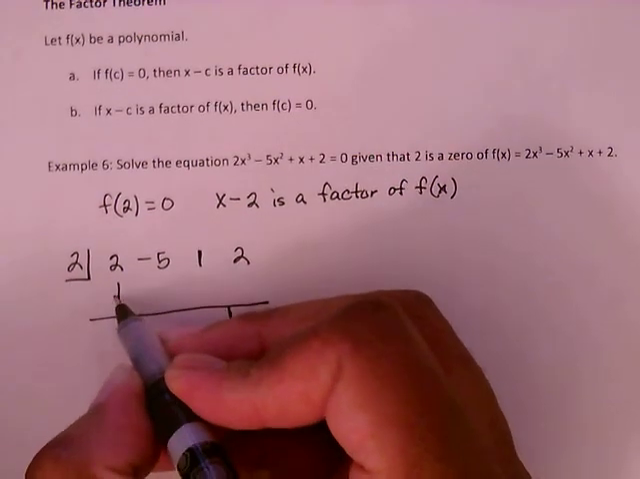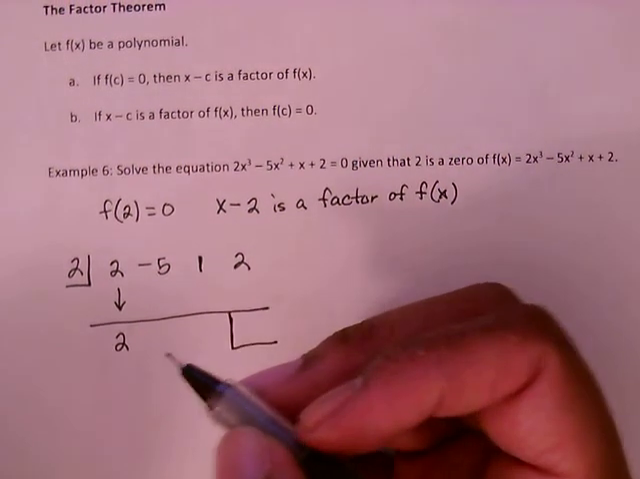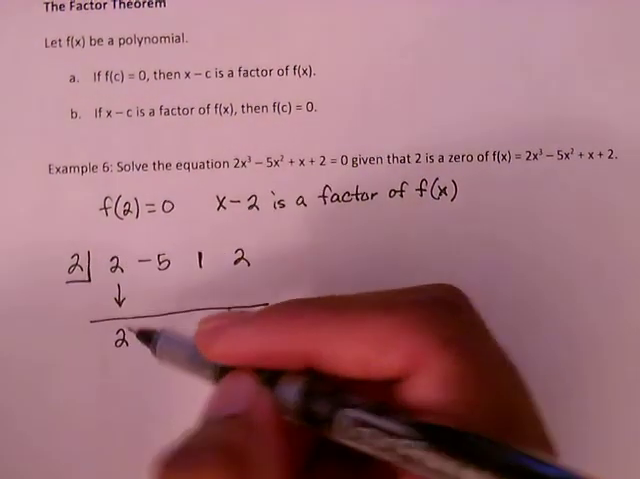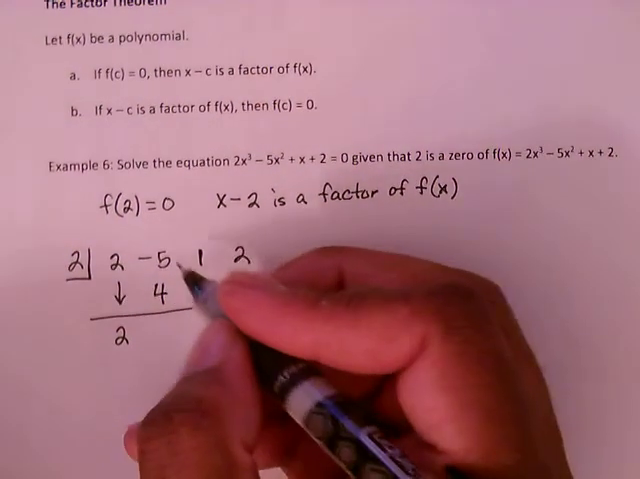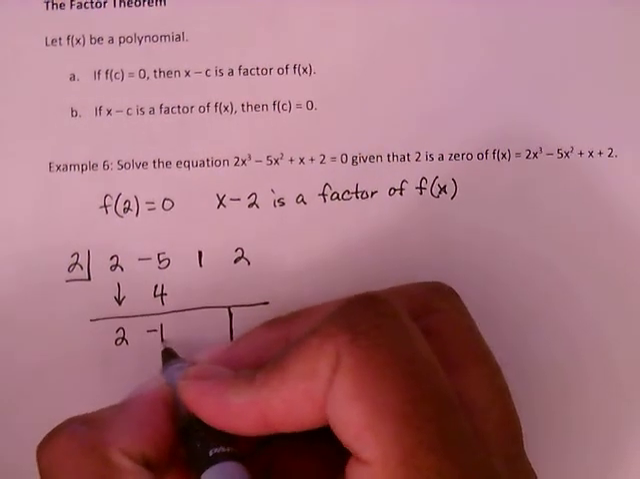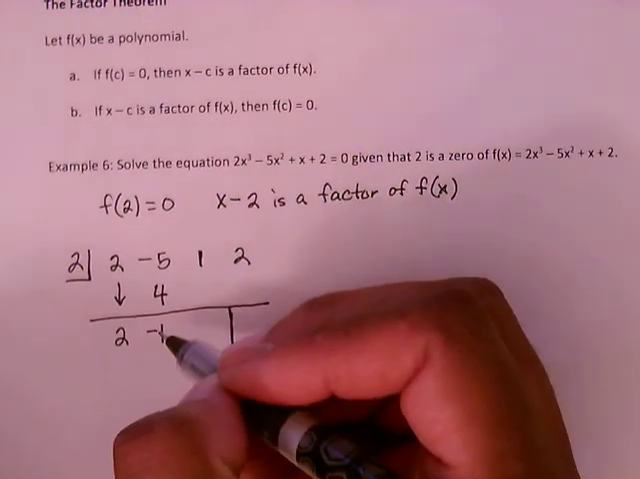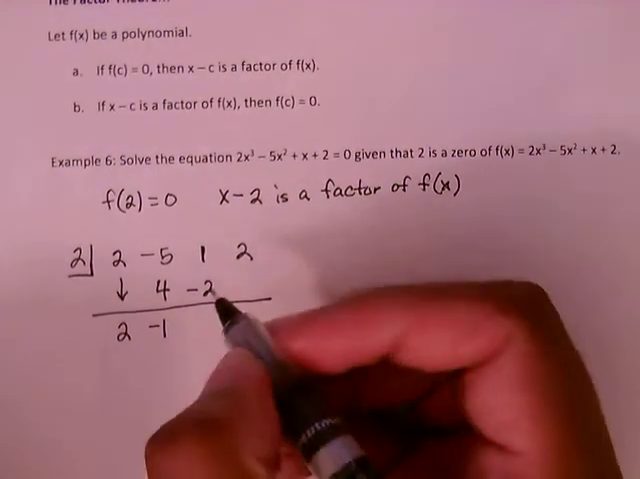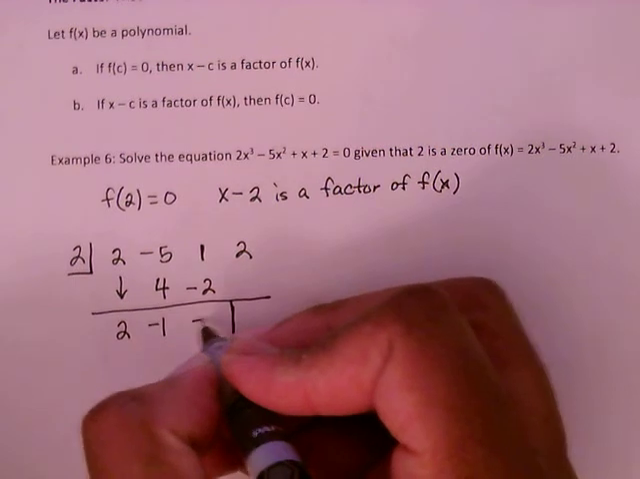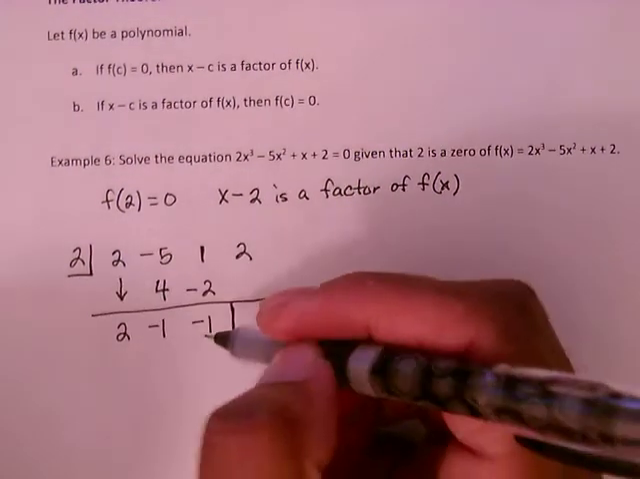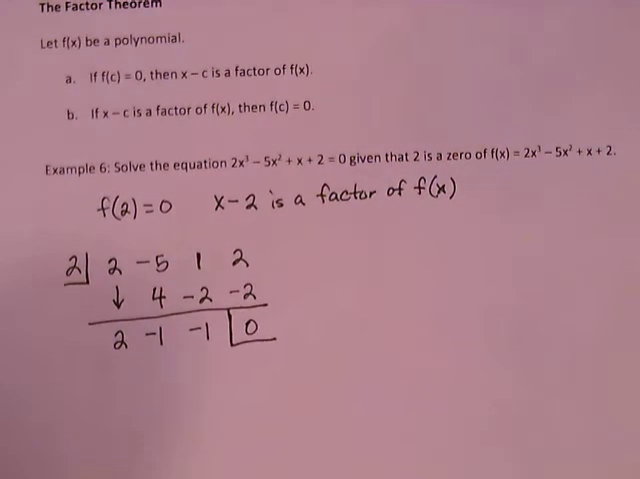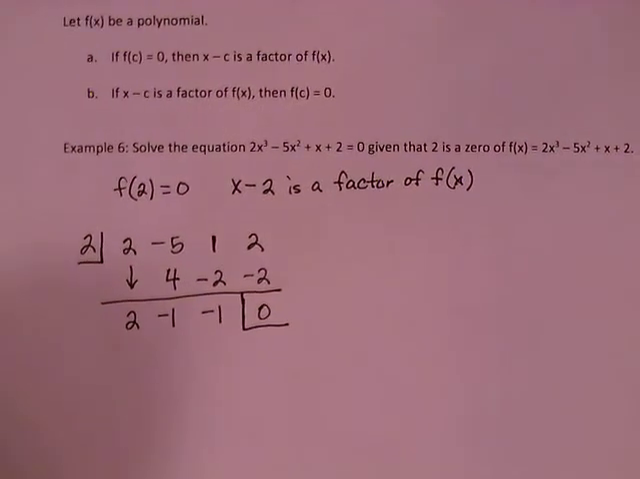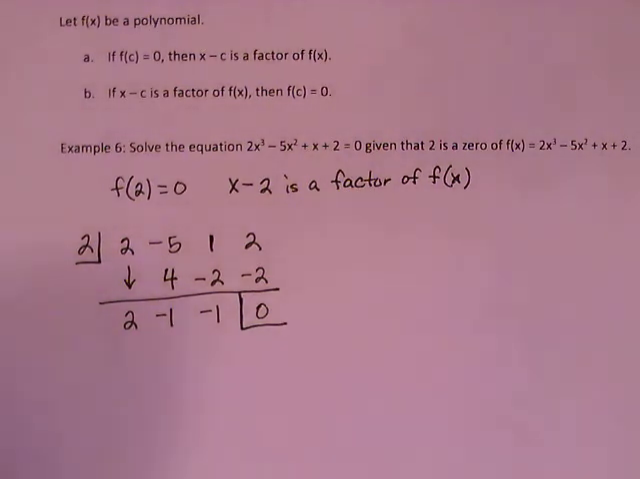Alright, so we bring down the leading coefficient of 2 in the bottom row. And then we're going to multiply 2 times 2. That's going to be 4. And then add negative 5 to 4 together, you'll get negative 1. And then multiply that 2 times negative 1, that's negative 2. Add 1 to the negative 2, you're going to get negative 1. And then finally, 2 times negative 1 will be negative 2. Add 2 to this negative 2, you're going to get 0, which I would expect to get, because I know that 2 is a 0 of that function. That means the remainder has to be 0.